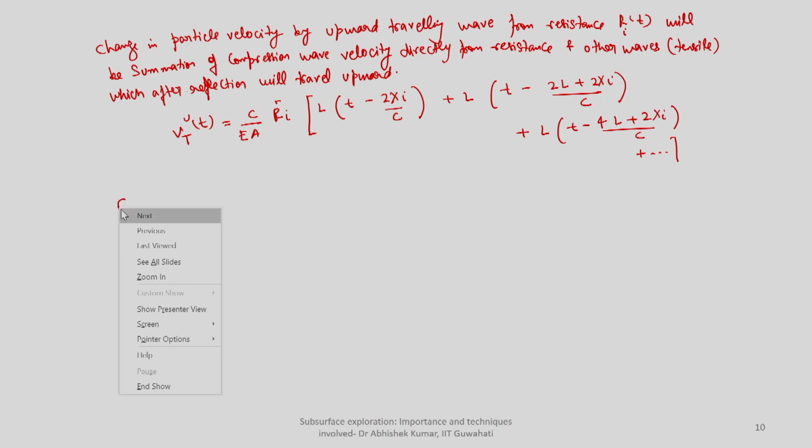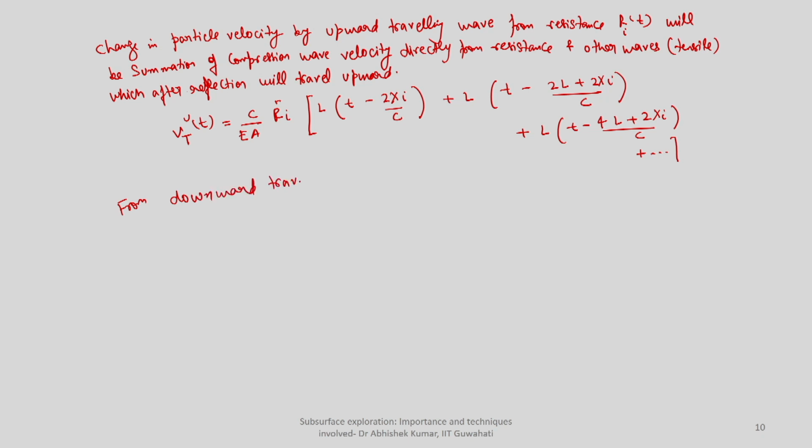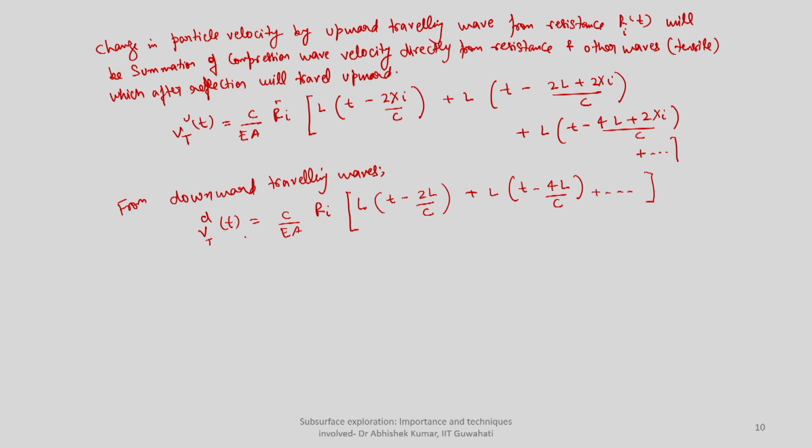Then from the downward travelling wave, it will be called as Vt d, that will be equal to C over Ea Ri, H minus L t minus twice L over C plus L t minus 4L over C plus and so on, the third component which will not be considered here.